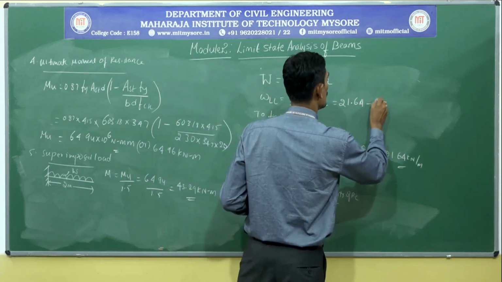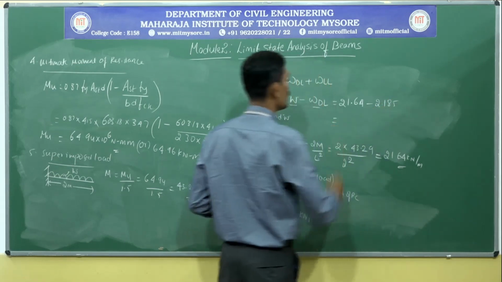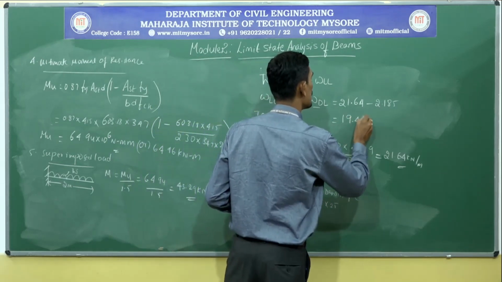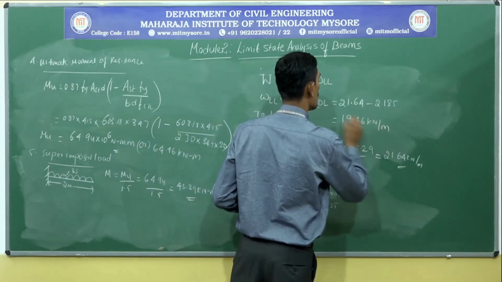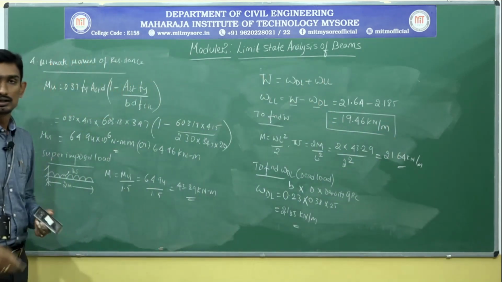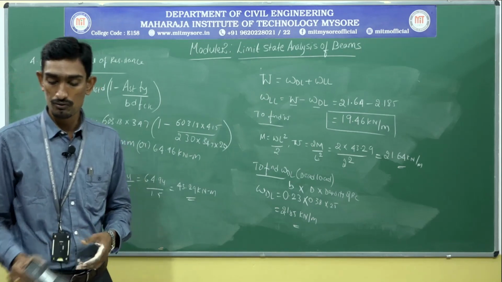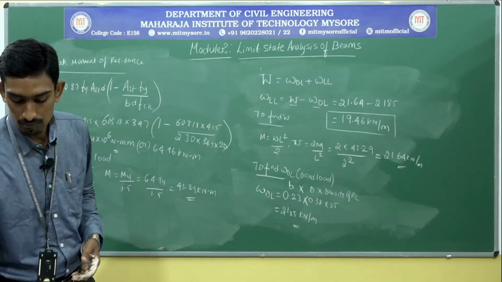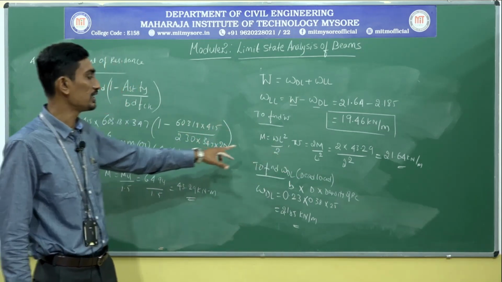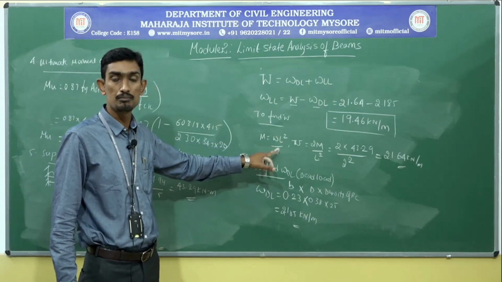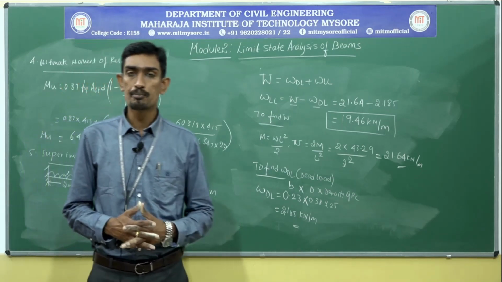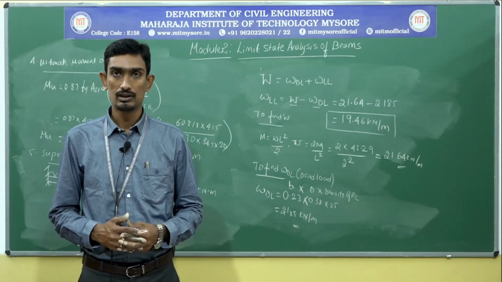Now substitute everything in this, that is 21.64 minus 2.185. This works out to be 19.46 kilonewton per meter. So like this we calculate the superimposed load for a cantilever beam. If you work it out for a simply supported beam subjected to UDL, the only change is that the formula will be WL square by 8. So like this we will work out a few more problems in the next class. Thank you.